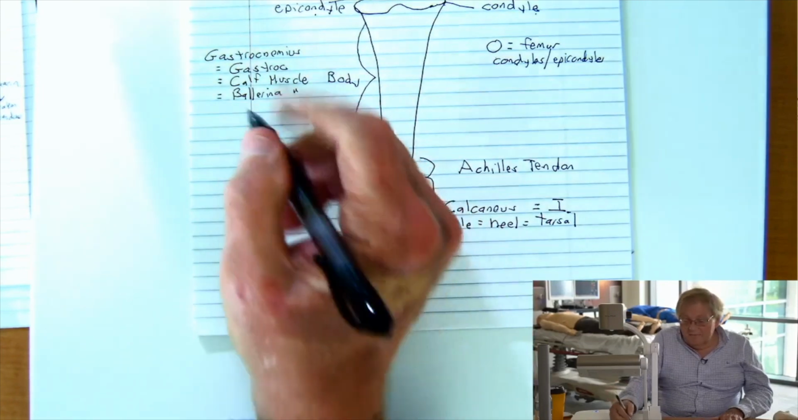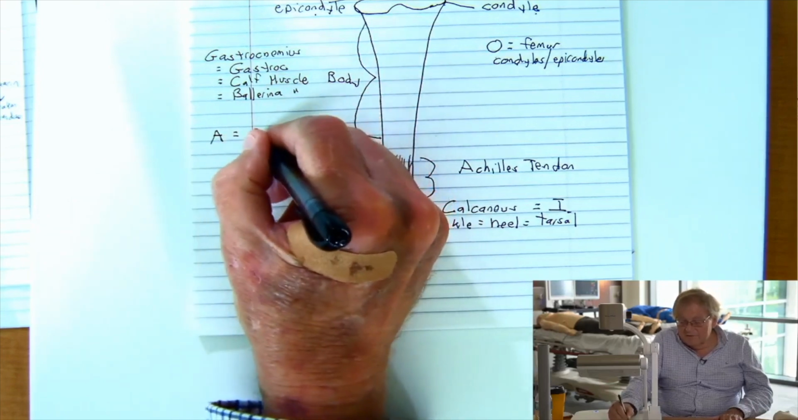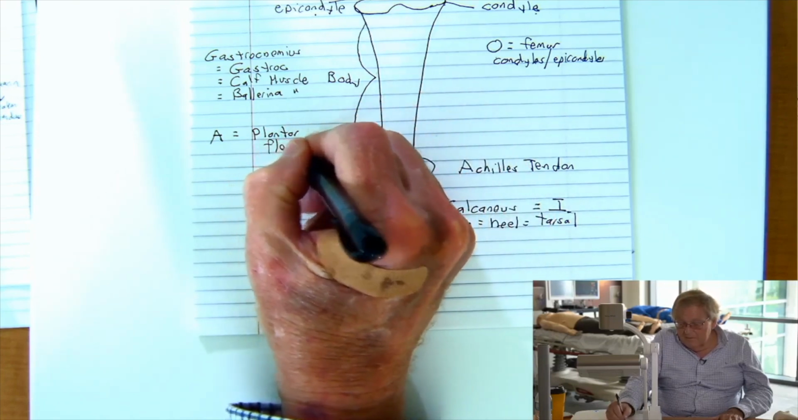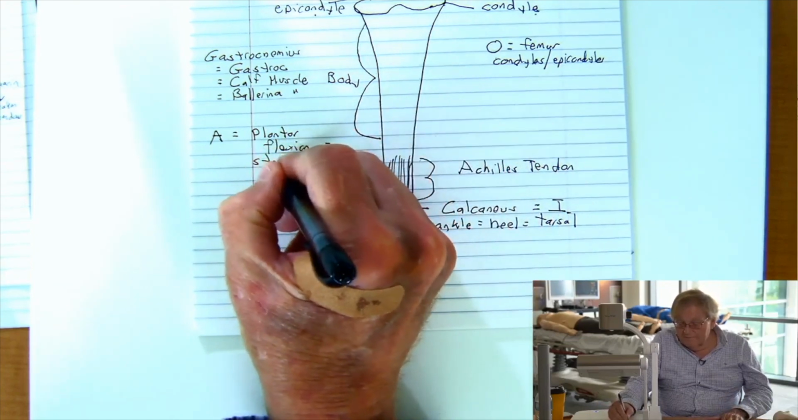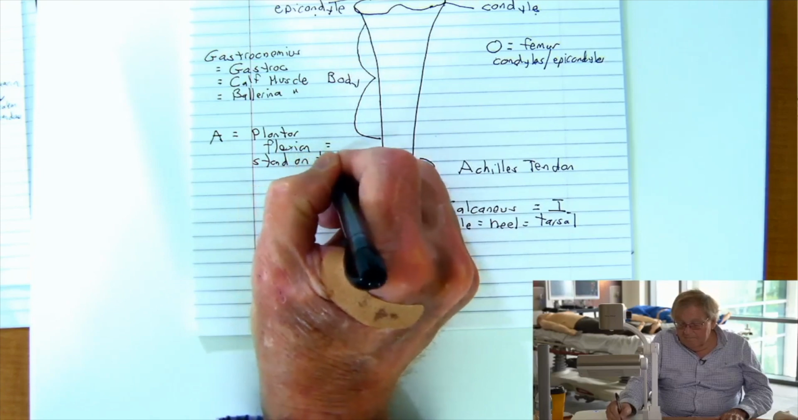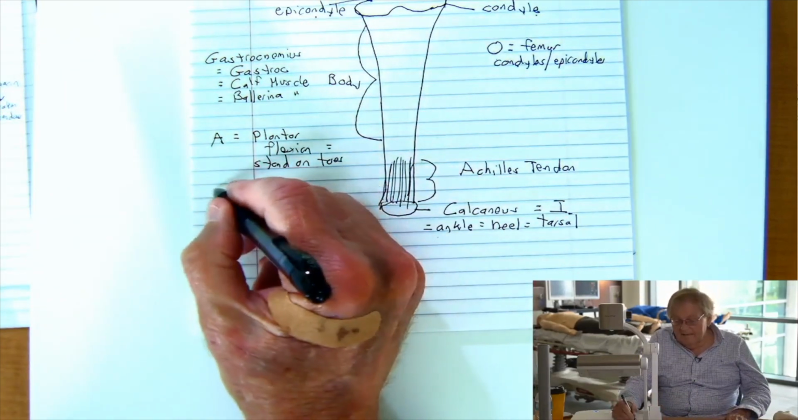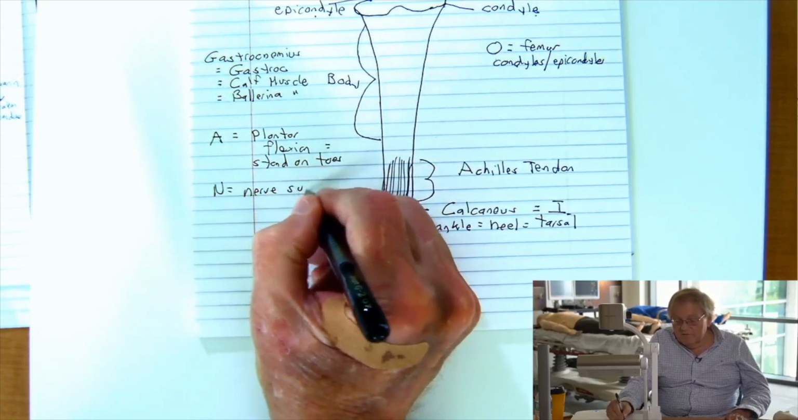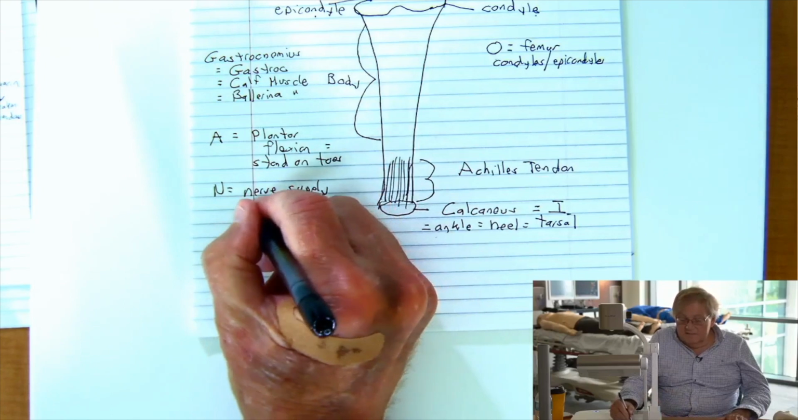Well, it's got to have an A, right? Remember the A, or the action, is going to be plantar flexion, because remember I said it's called the ballerina muscle. And of course, plantar flexion equals stand on your toes. Then I've got to have what else? Well, I've got to have some way that I can control this muscle. So I'm going to have an N, and an N is going to be the nerve supply. As I said earlier, it's also called the innervation. And the nerve supply equals the tibial nerve.